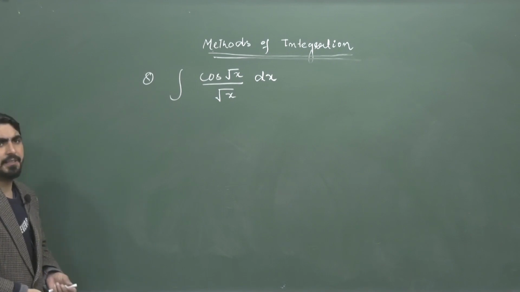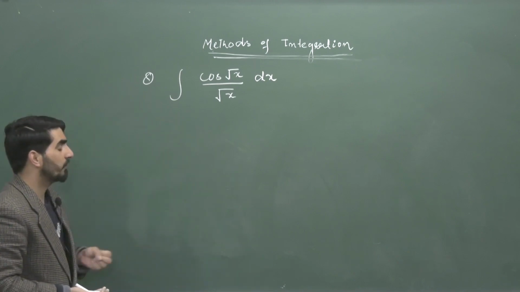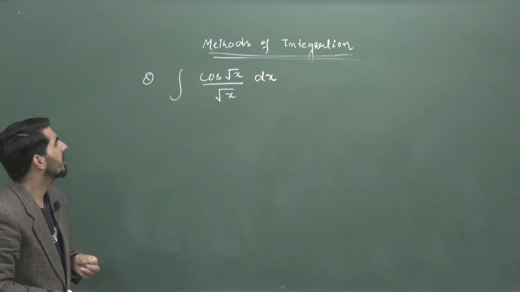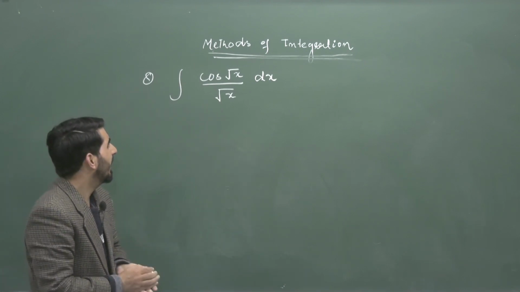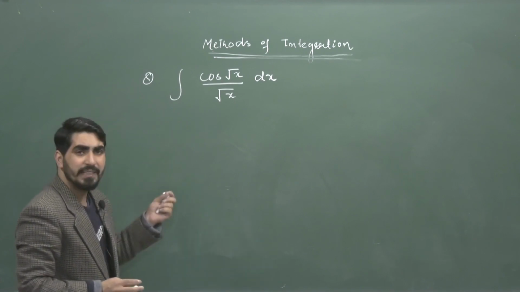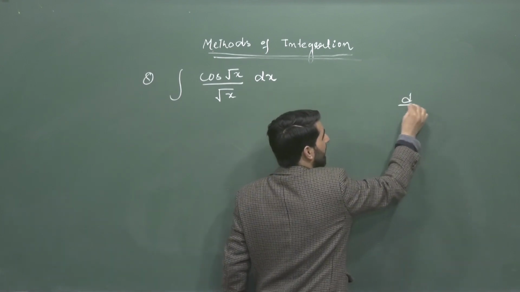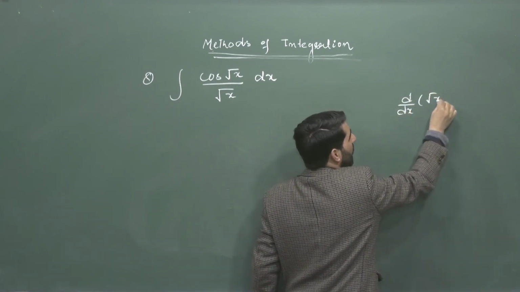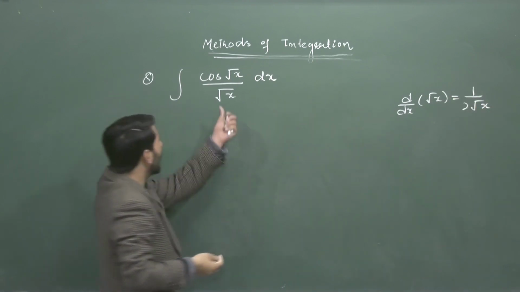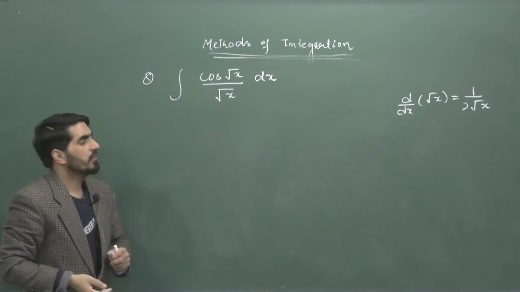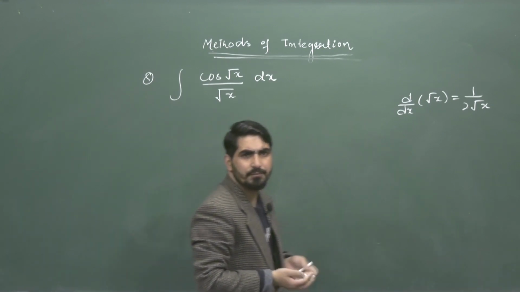Now, we have to integrate this function. So, first of all, we have to choose what we will substitute. It is simple, if we substitute root x is equal to t. Why? Because we know that the differentiation of root x is 1 divided by 2 root x. So, here we need root of root x. So, this gives me the best option to choose root x is equal to t.